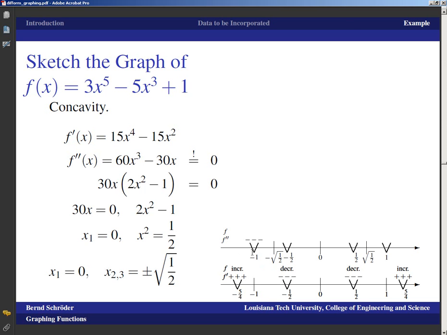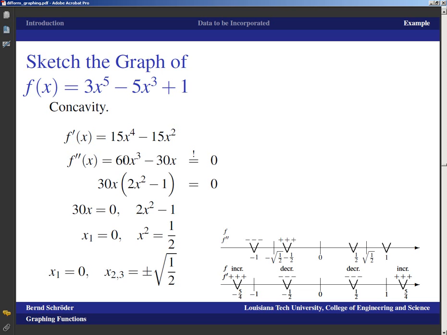Remember, the checkpoints go into the function, the entity that has given you the cut points. And so that means we have to plug our negative 1 into the 60x cubed minus 30x, not into the 15x to the fourth minus 15x squared. Plug in negative 1/2. Negative 1/2 cubed is negative 1/8. 60 over 8 is 30 over 4. Negative. Negative 30 times negative 1/2 is 30 over 2. Well, 30 over 2 is bigger than 30 over 4, so that should be positive here. And yes, the second derivative is positive there.